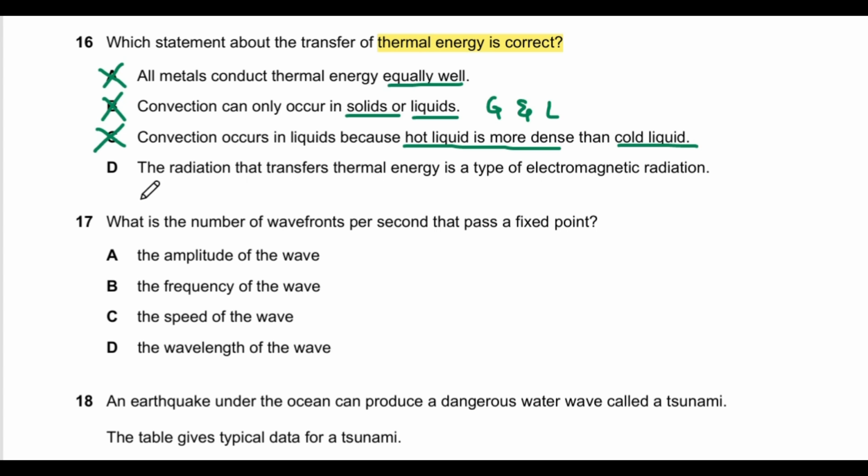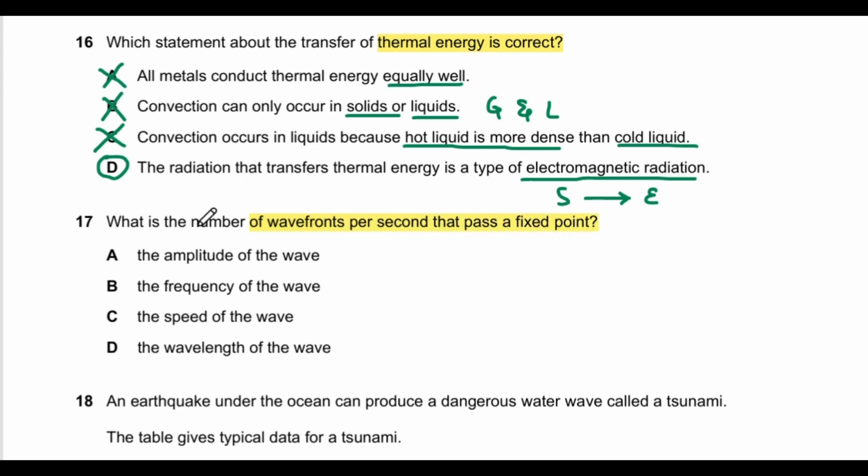Option D says the radiations that transfer thermal energy are a type of electromagnetic radiation. Yes, I have just told you that from sun to earth, energy is transferred by radiation, and these radiations are electromagnetic radiation because they do not require any medium to travel, because there is vacuum between sun and earth. Yes, this is the correct option. Question number 17 says, what is the number of wavefronts per second that passes a fixed point?